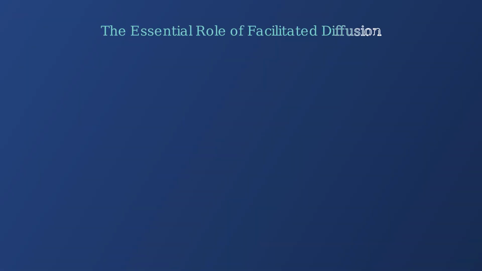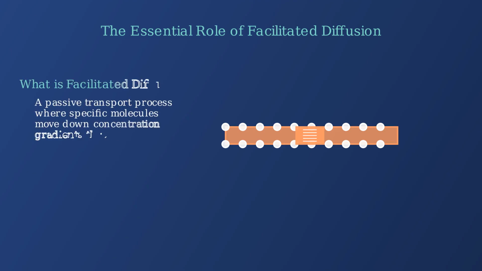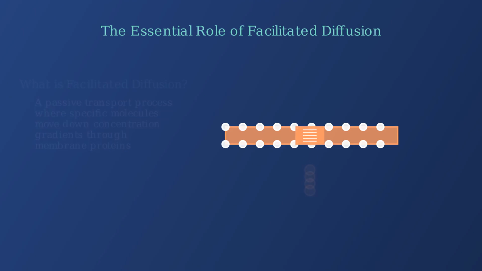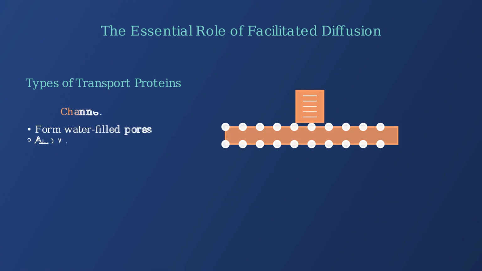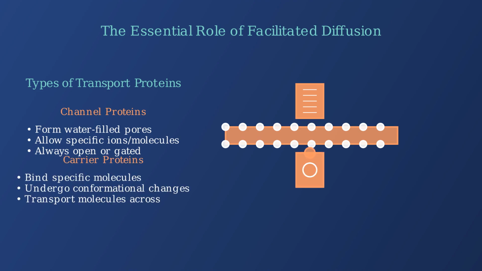Facilitated diffusion is a critical process that allows specific molecules to cross cell membranes without using cellular energy. This passive transport process enables molecules to move down their concentration gradient through specialized transport proteins. Facilitated diffusion relies on two main types of transport proteins: channel proteins and carrier proteins. Channel proteins form water-filled pores that allow specific ions or molecules to pass through and can be always open or gated. Carrier proteins bind specific molecules and undergo conformational changes to transport them across the membrane.